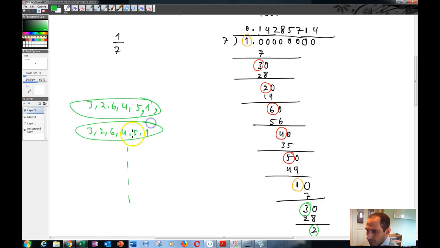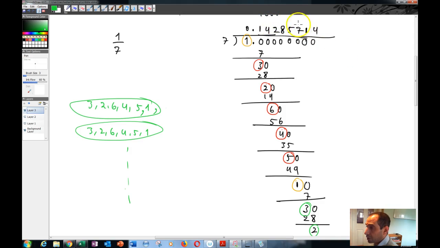3, 2, 6, 4, 5, 1, and so on and so forth. And for the same reason, if you do this calculation, this block of numbers over here, 1, 4, 2, 8, 5, 7, is going to repeat up to 7, meaning 0.142857 is going to repeat itself over and over again. As you can see already, we have 142857, 142857, 142, and so on and so forth.